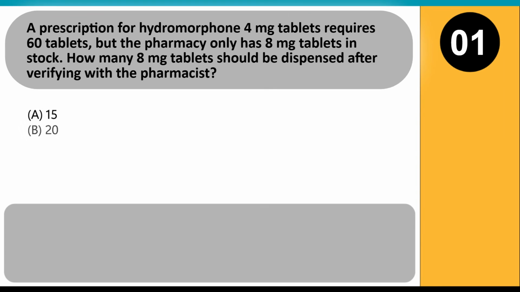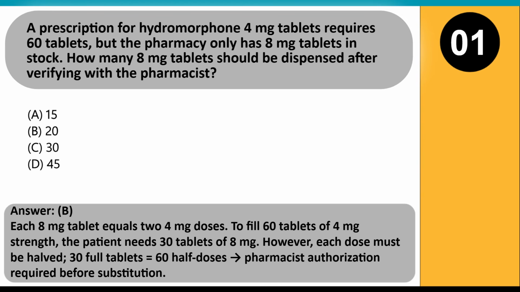A prescription for hydromorphone 4 mg tablets requires 60 tablets, but the pharmacy only has 8 mg tablets in stock. How many 8 mg tablets should be dispensed after verifying with the pharmacist? A. 15. B. 20. C. 30. D. 45. Answer, B.